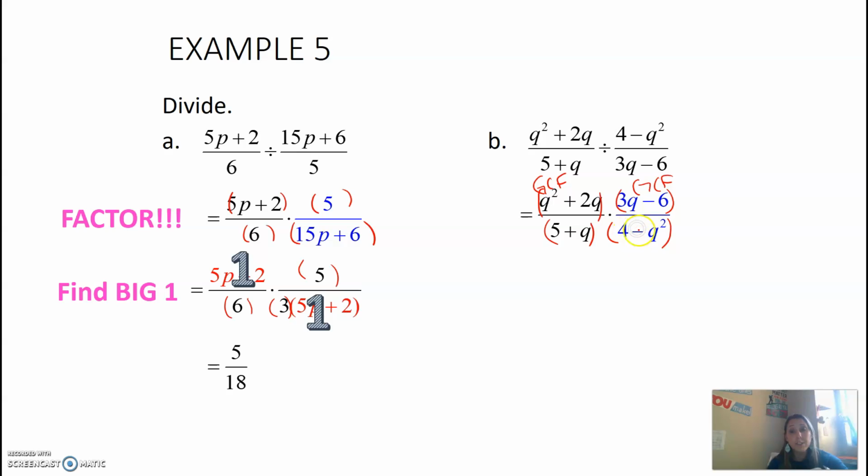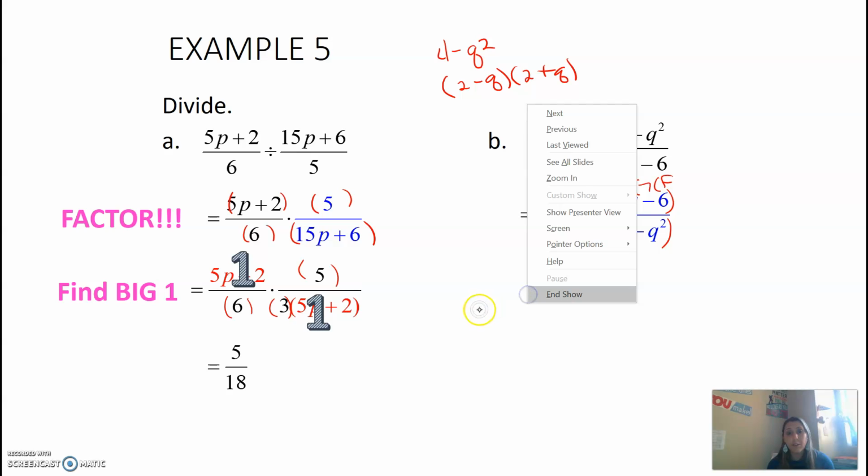I can't factor this one, and this is a difference of squares. So 4 minus q squared is a difference of squares. 4 is a perfect square, and q squared is a perfect square. So this is going to factor as 2 minus q and 2 plus q. Okay? That's fine, and we can do it that way. So here, I will do this whole problem that way.